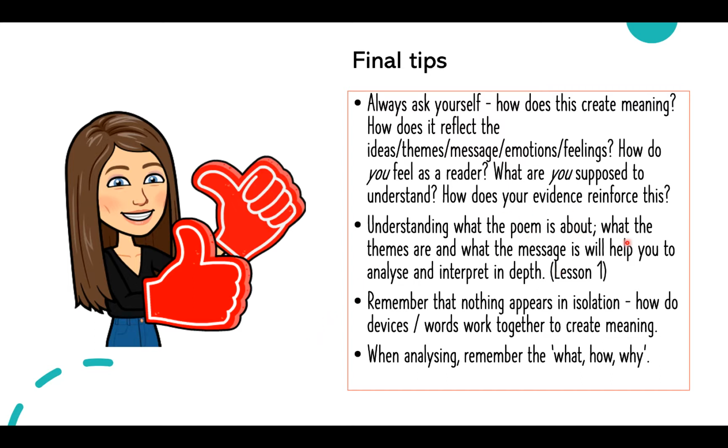Secondly, understanding what the poem is about, what the themes are, and what the message is will definitely help you to analyse and interpret in depth. And if you haven't already had a look at lesson 1, please do so. That really helps you to go through a poem and really try and figure out what it's about and how to talk about the themes and the message. Like I said at the beginning of this lesson, everything must be linked back to that. Everything that a poet does, every choice they make in a poem is all linked back to overall what they're trying to show you, or what they want you to understand, or what idea they're trying to convey.